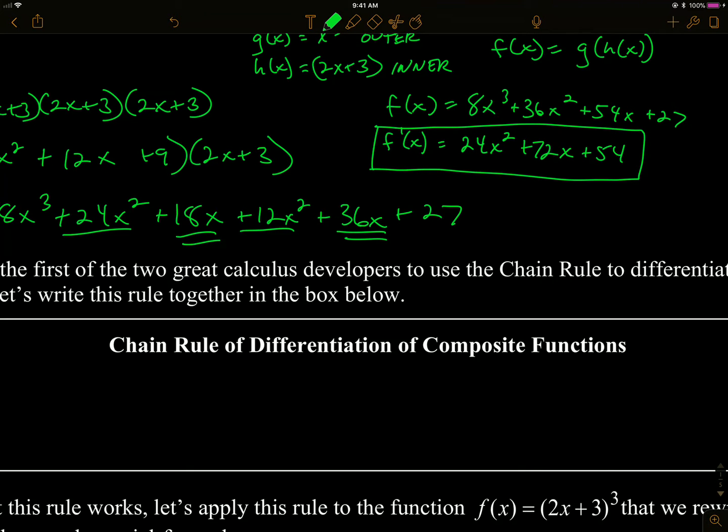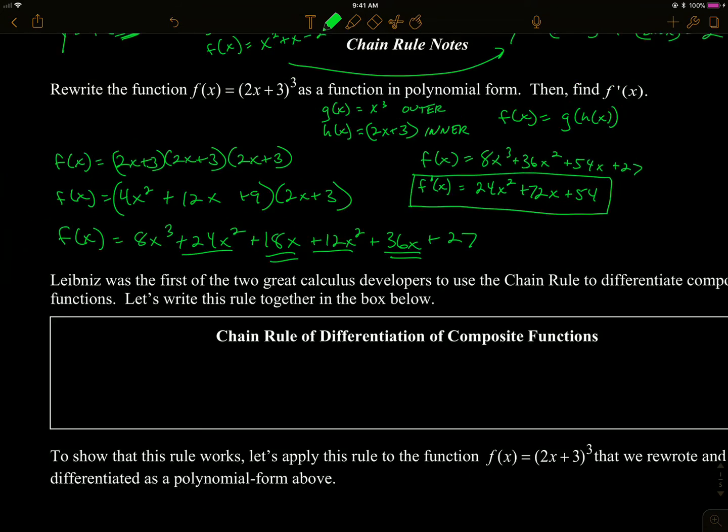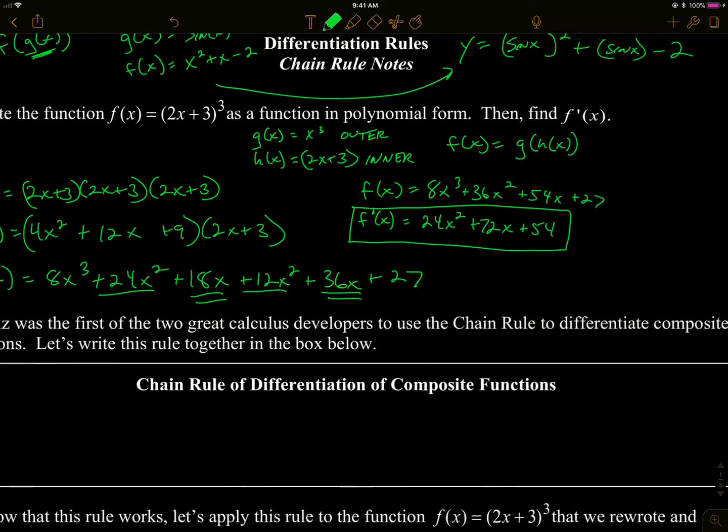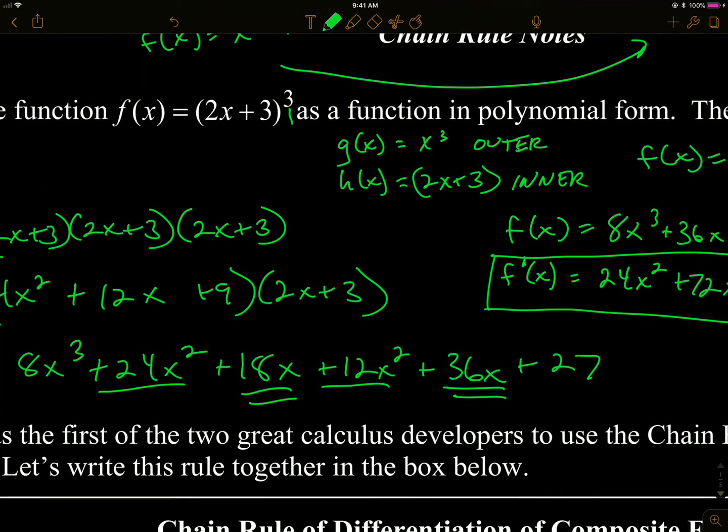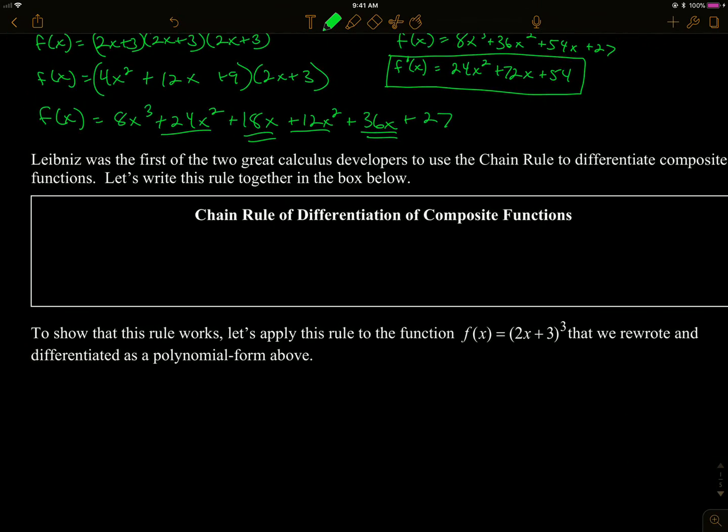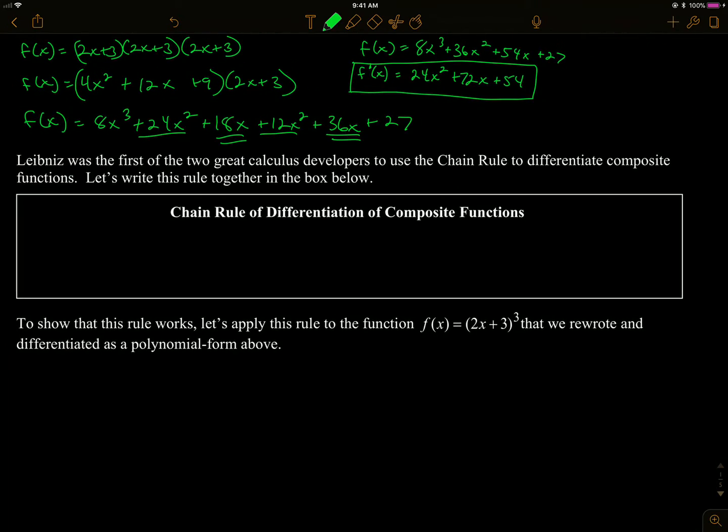So now we're going to look at how do we do this with chain rule so we don't have to multiply this out. Because that's fine if it's to the third, but what if that's to the fifth? I don't want to multiply that out, right? I want to learn a rule to take the derivative of composite functions.